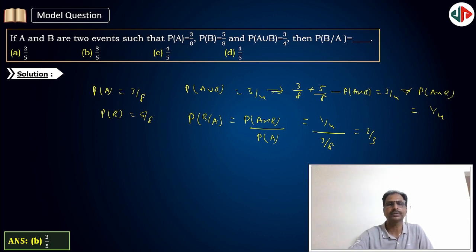Let us check once. 3 by 8 plus 5 by 8 minus P of A intersection B is 3 by 4. So P of A intersection B is 1 by 4. P of B by A is P of A intersection B by P of A. So 1 by 4 divided by 3 by 8. 1 by 4 into 8 by 3. 2 by 3 is the correct answer.